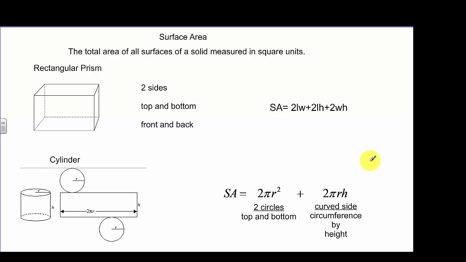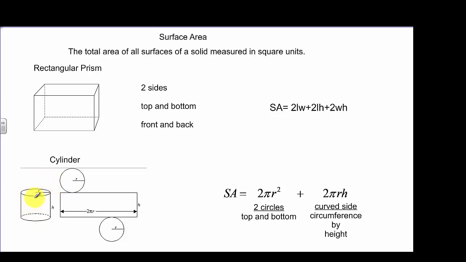Surface area, lastly, is the total area of all the surfaces of the figure. So there are fancy formulas for all of this. Sometimes it's just as easy to count up all the sides and find their individual areas. But for a rectangular prism, if I take two sides, the top and the bottom, the front and the back, that's two of your length times your widths, 2 of your length times your heights, and 2 of your widths times your heights. For a cylinder, you have to find this curved surface.